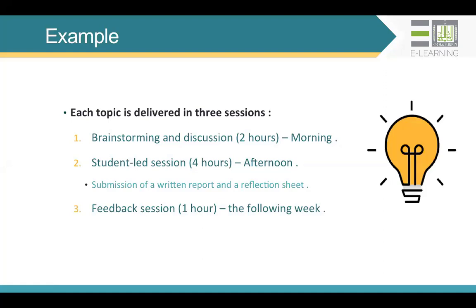And this is a student-led session. Then students are given a deadline to submit a written report and a reflection sheet. And the following week, students get an hour-long feedback session with their tutor. I will go through these sessions in detail in a minute.